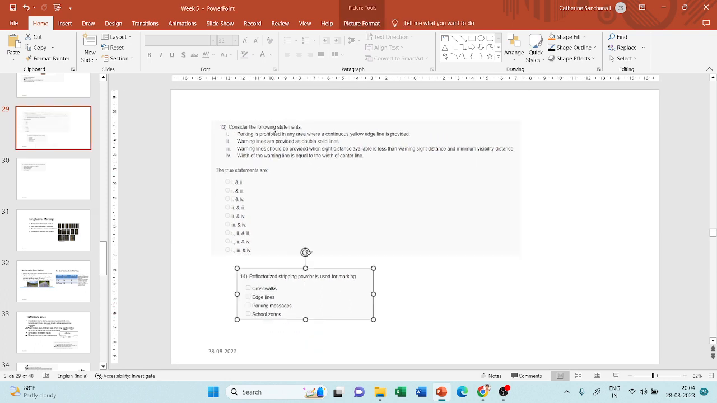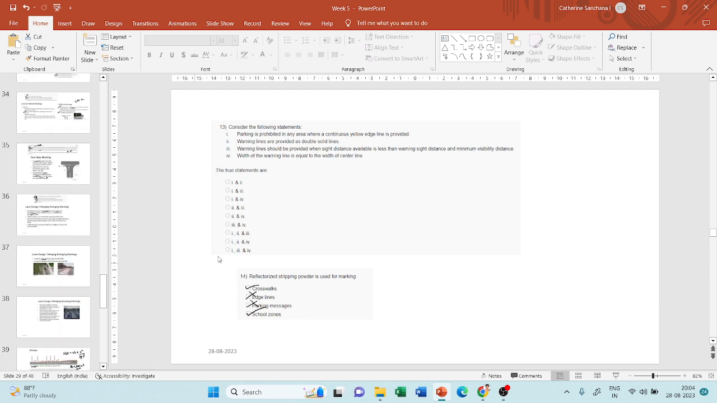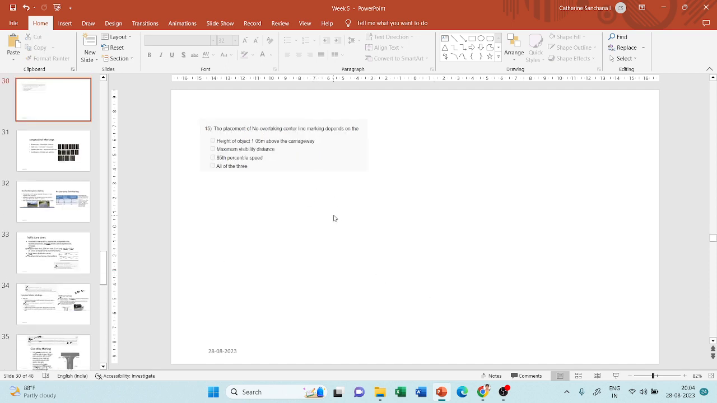So it is provided for crosswalks, yes. Edge lines, no. Parking messages, no. School zones, yes. Okay, so the answer to this is A and D. Final question. The placement of no overtaking center line marking depends on what?